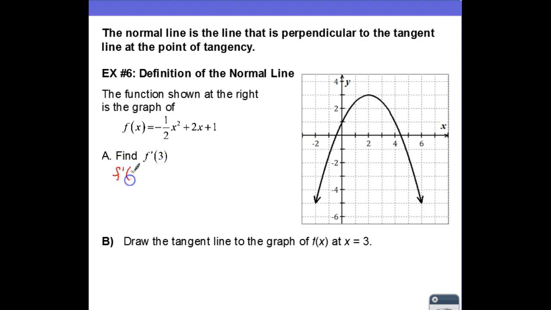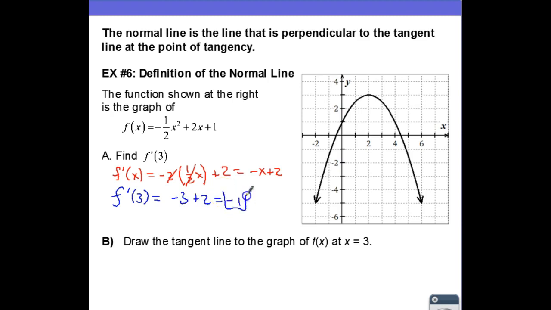So f prime of x is going to be equal to, and applying the power rule to each term in our polynomial, we have negative 2 times 1/2 x plus 2. X to the 0 is 1, 2 times 1 is 2, and then the derivative of a constant is of course going to be 0. The 1/2 cancels with a 2. We have negative x plus 2.